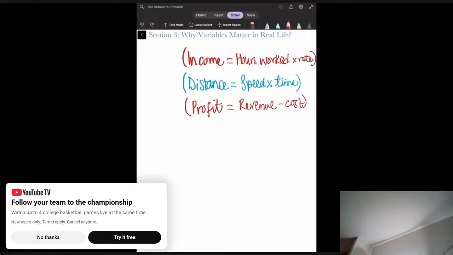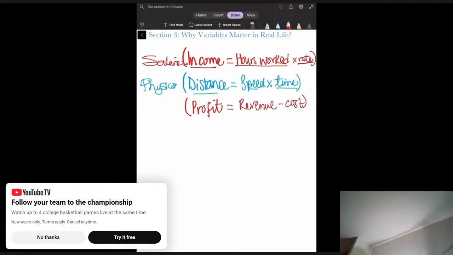Section 3, why variables matter in real life. You might be asking that question, and they do matter. For example, you have a job, you make an income, and that is applicable in salaries. Your hours worked are multiplied by the rate that you agreed upon, and that gives you your income. Next application, physics. We have distance, which is calculated by the speed at which you're going multiplied by the time that you use to cover the distance.